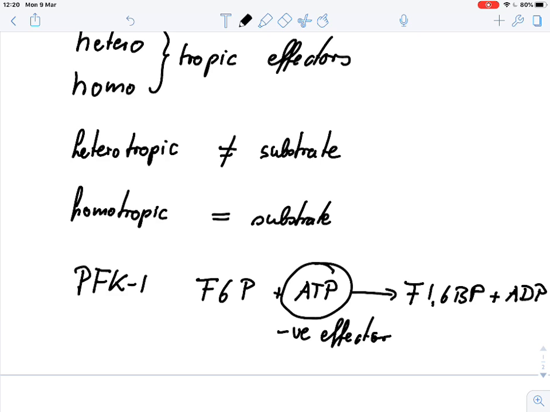And if you think about it, in a way it makes sense, because glycolysis is meant to produce ATP. But if we already have a lot of ATP there, there's no point in going down the route of producing more ATP. So it makes sense that this ATP is also used as a mechanism to say, hey, PFK, wait a moment. We already have enough ATP, so don't work yourself into the ground, right? So in this case, this is a homotropic negative effector.